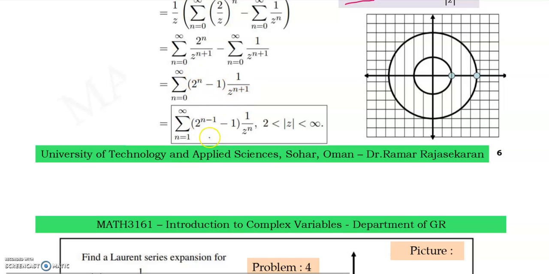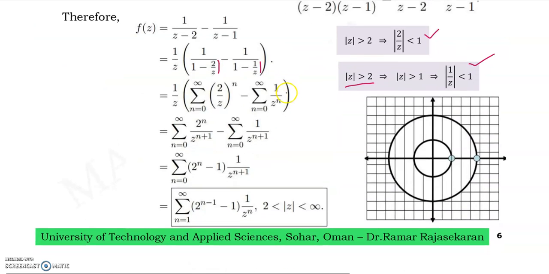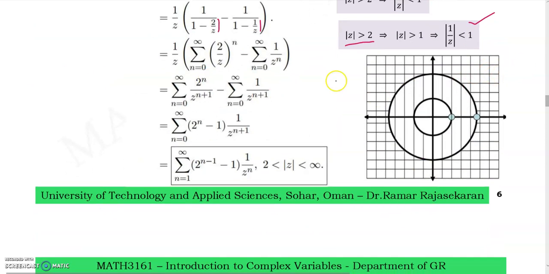So now, sigma n equals 1 to infinity of (2 power n minus 1 minus 1) times 1 over z power n, is nothing but the Laurent series of the given function in the region mod z greater than 2. That's it.